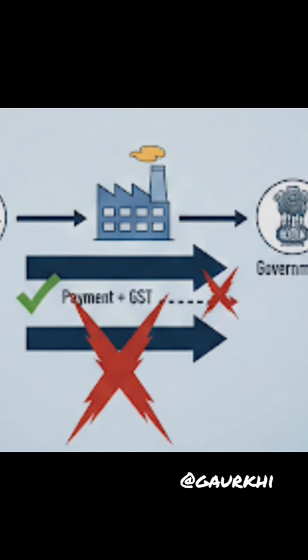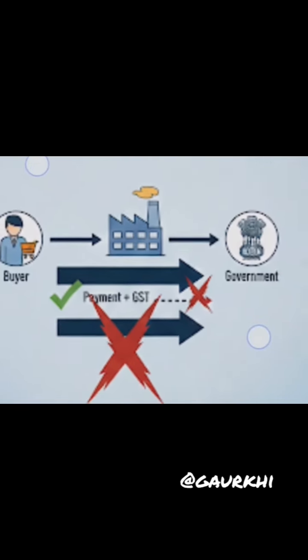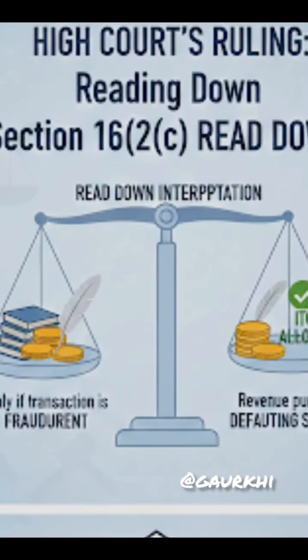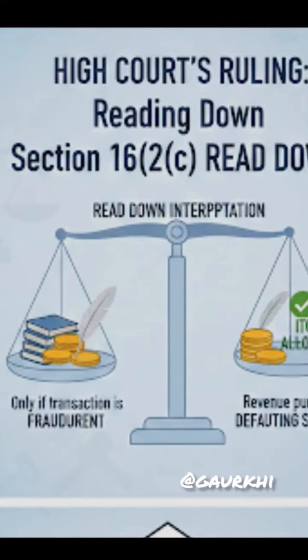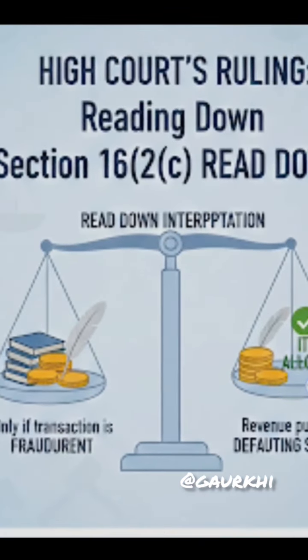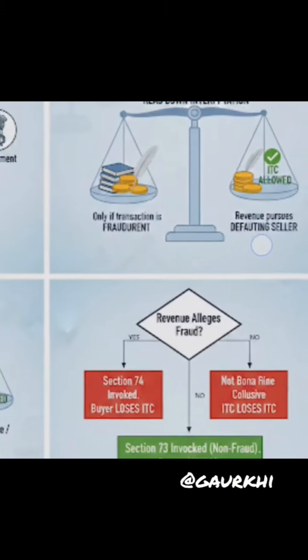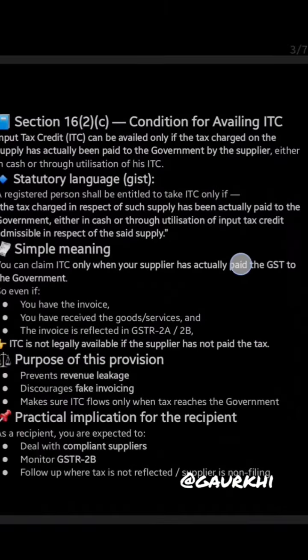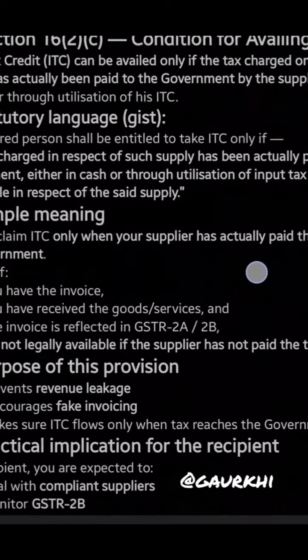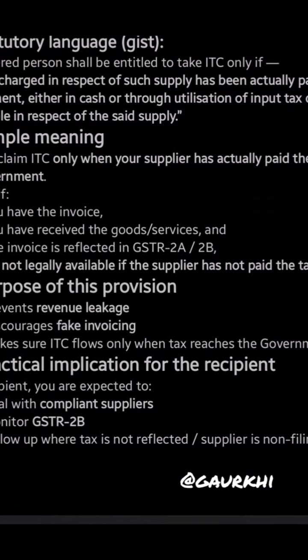In that case, government said that section 16(2)(c) states... Before going forward, the High Court emphasized on section 16(2)(c) of the CGST Act. First, we understand what is section 16(2)(c). That is the condition for availing the ITC. Government said you cannot avail the ITC if the tax has not been paid to us.